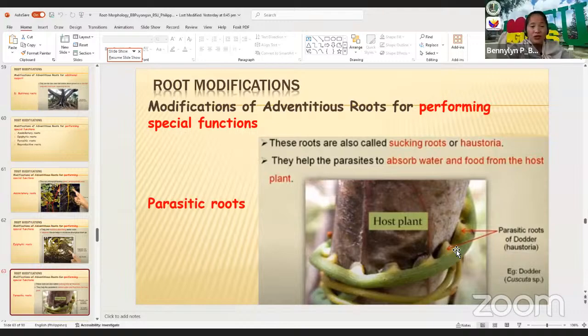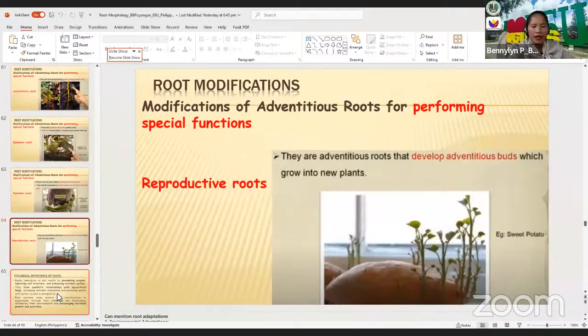Sorry. So these parasitic roots suck the host plant for moisture and nutrients, and in the worst case scenario, the host plant can die after the parasitic roots absorb all its nutrients. And lastly, we have the reproductive roots. They are adventitious roots that develop adventitious buds which grow into new plants. If you observe in a sweet potato, these are the reproductive roots.